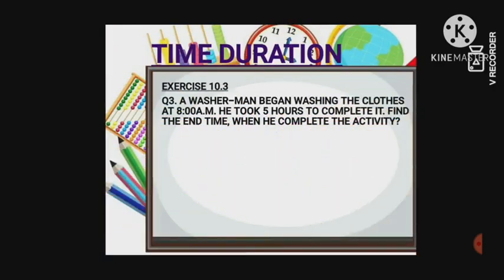Time duration. Exercise 10.3, question 3. A washerman began washing the clothes at 8 am. He took 5 hours to complete it. Find the end time when he completed the activity. In such kinds of questions, children, we first write whatever is given in the question. Here, starting time is 8 am, which is given in the question, and second, time duration is 5 hours.